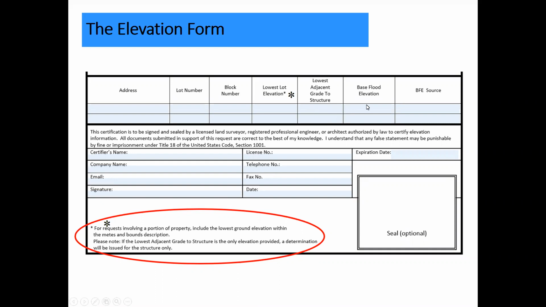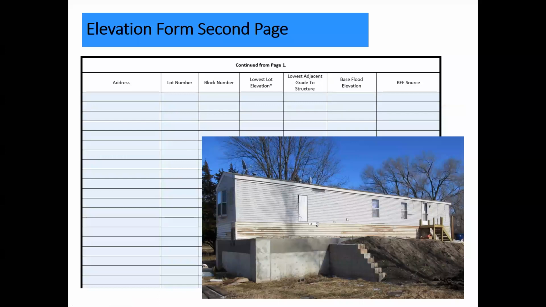This form is going to ask you for the base flood elevation and the source of the base flood elevation. We kind of went through that yesterday. It's pretty much exactly the same method. Lot number, block number, address number. We don't usually have too many problems with this part of the page. Now, the second page of the elevation form is where you can list multiple properties. So you can list a whole bunch of different properties on here.